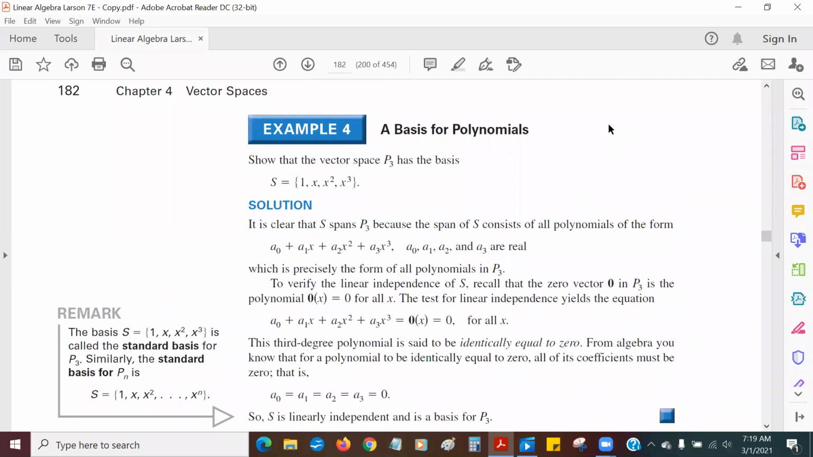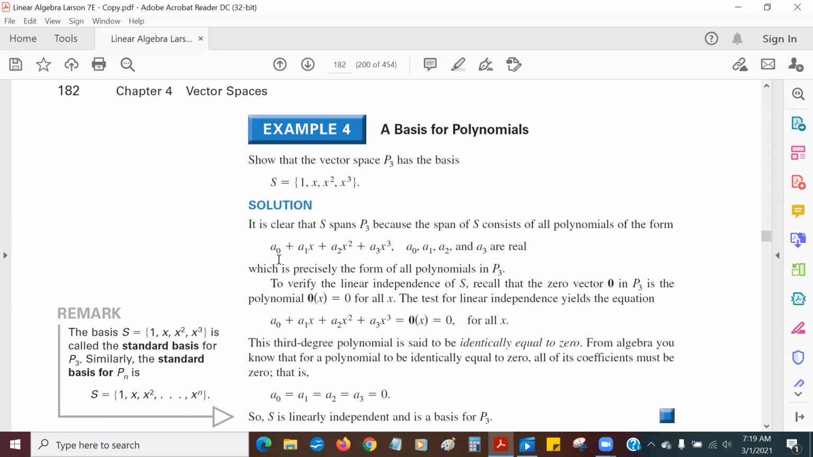Now let's look at another example. Let's look at a basis for a vector space of polynomials, and let's look at the vector space P3. P3 means all the polynomials which are degree 3 or less. So let's look at the set 1, x, x squared, x to the third. Well, this is actually going to be a standard basis. Not only will this be a basis, but it's really going to be the standard basis.